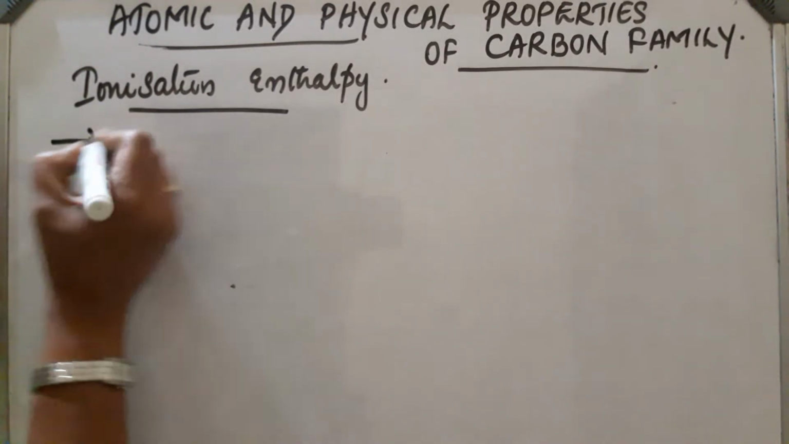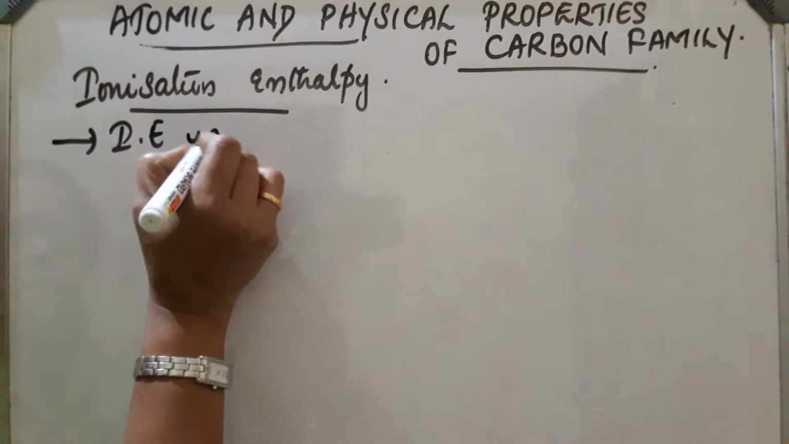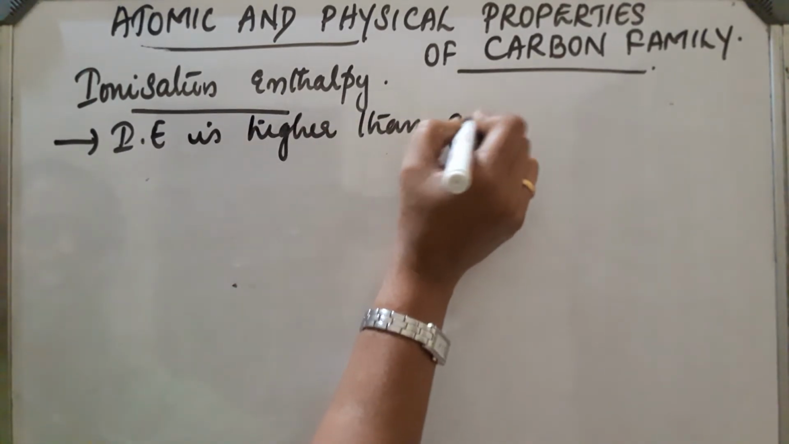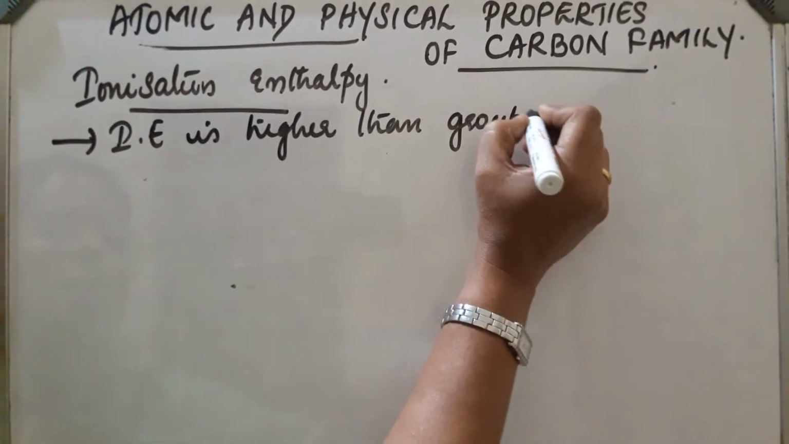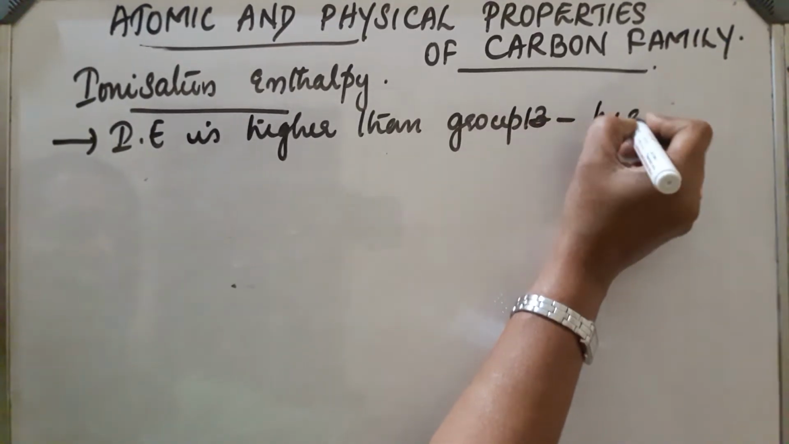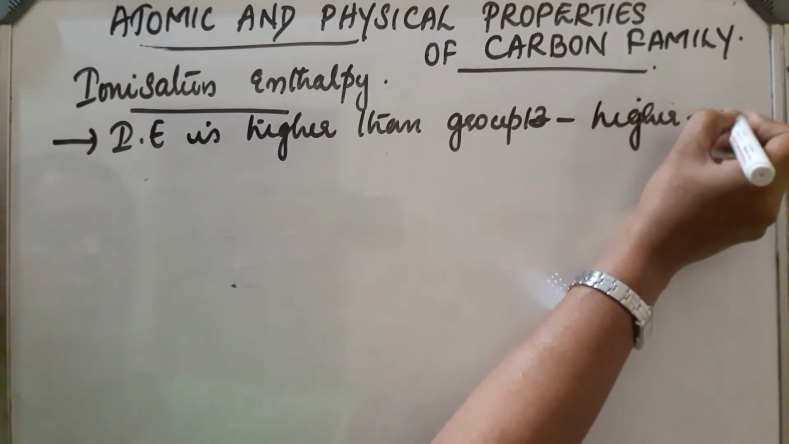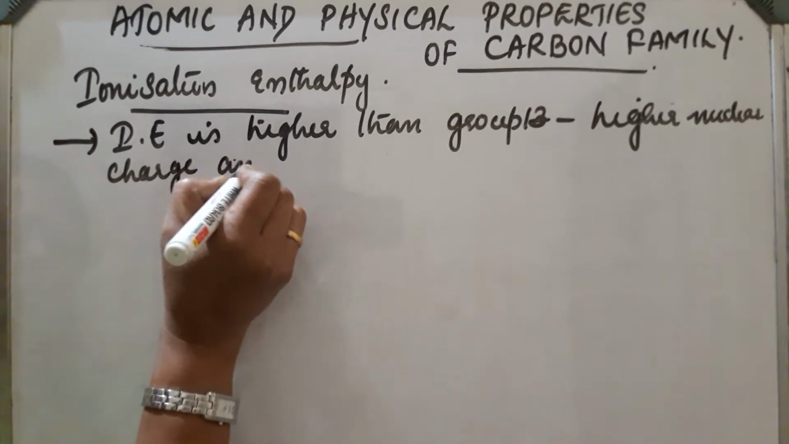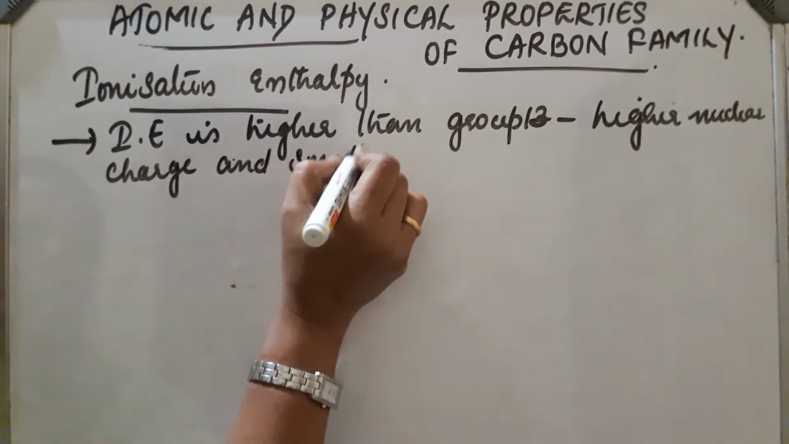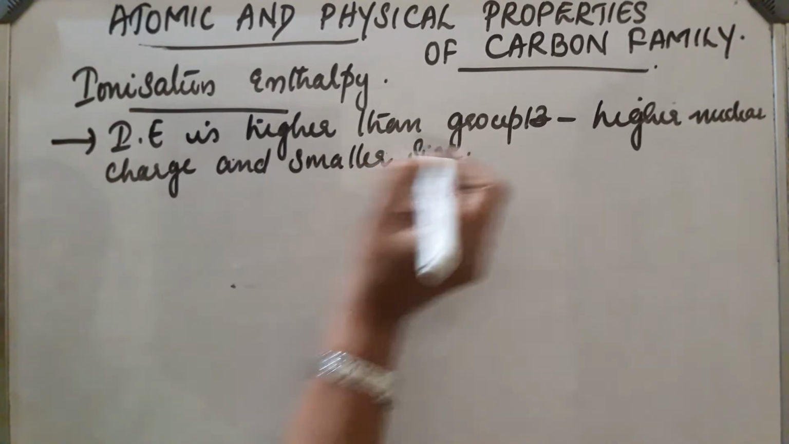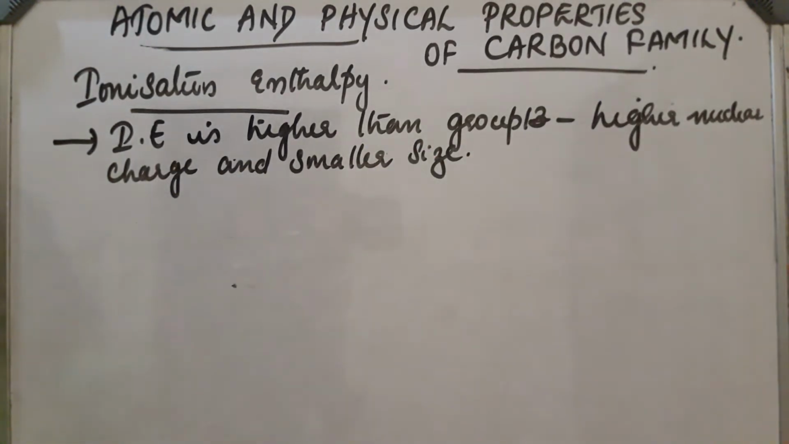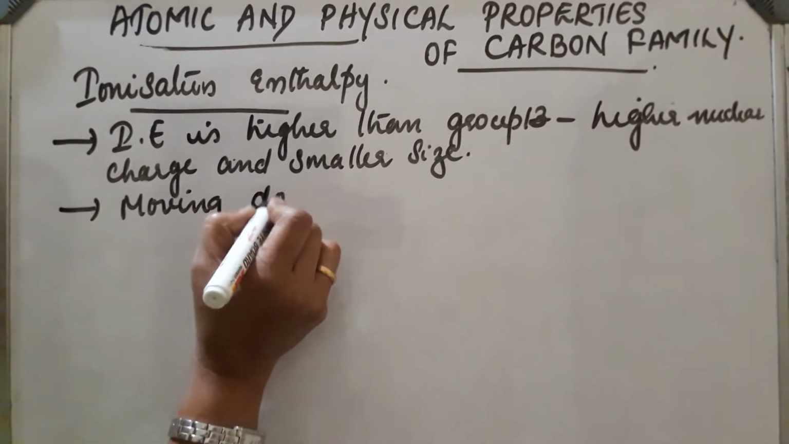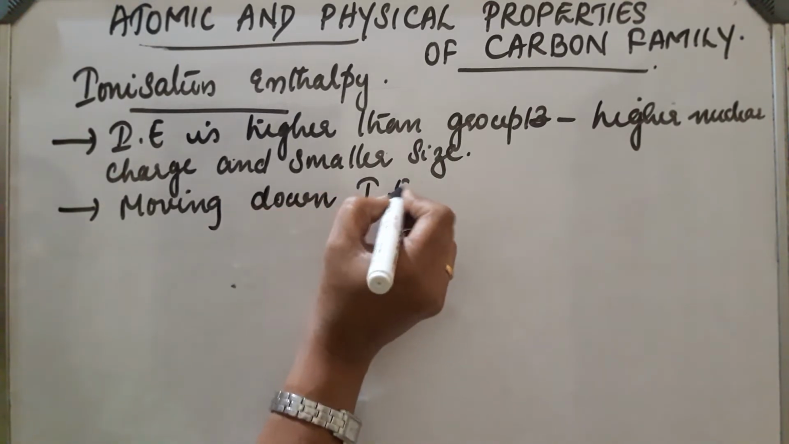Okay, ionization energy is higher than group 13 because these are having higher nuclear charge and smaller size compared to group 13. But down the group the size increases, so ionization energy decreases.